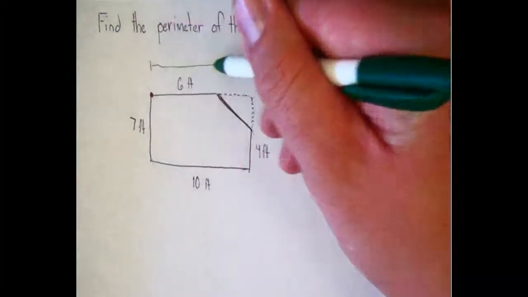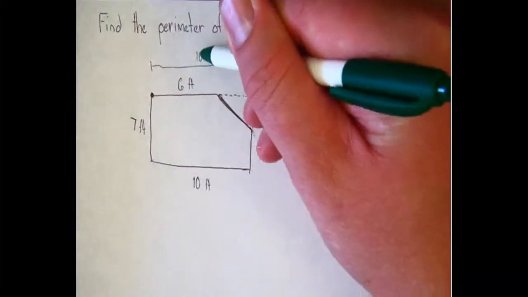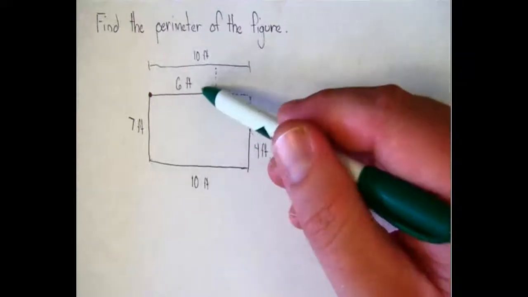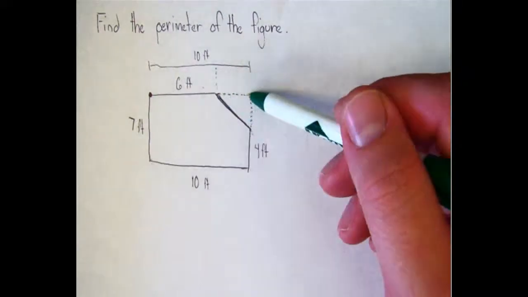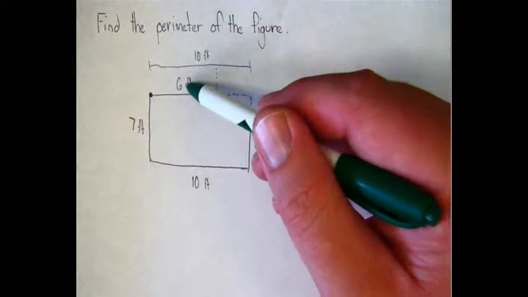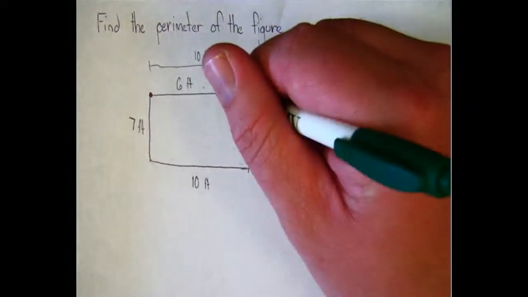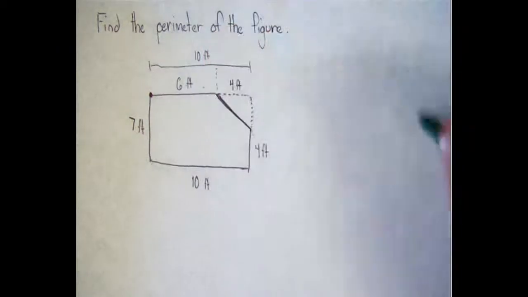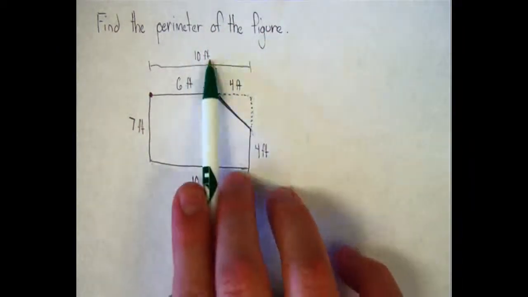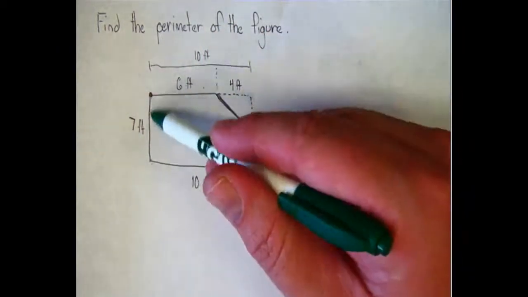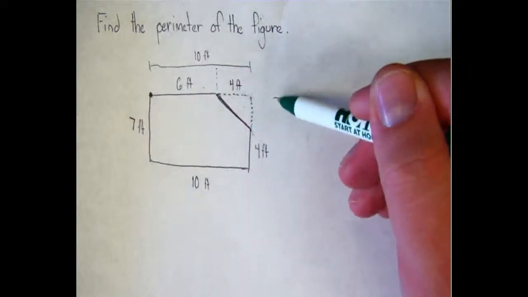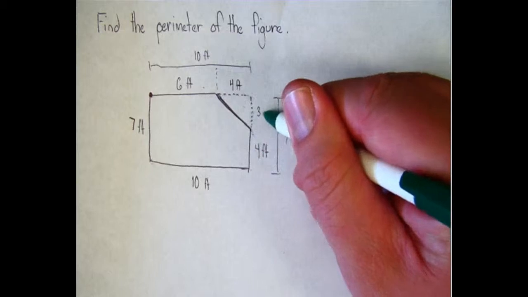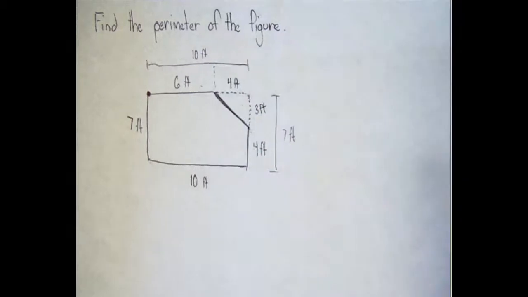So this whole thing is 10 feet. And if that part of it is 6 feet, this part plus this part must add up to that. So what plus 6 gives us 10? We know this piece right here must be 4 feet, because that 6 plus 4 would give you 10. And then we can do the same thing over here. This whole thing must be 7 feet. And if we know that's 4 feet, then this part must be 3 feet.